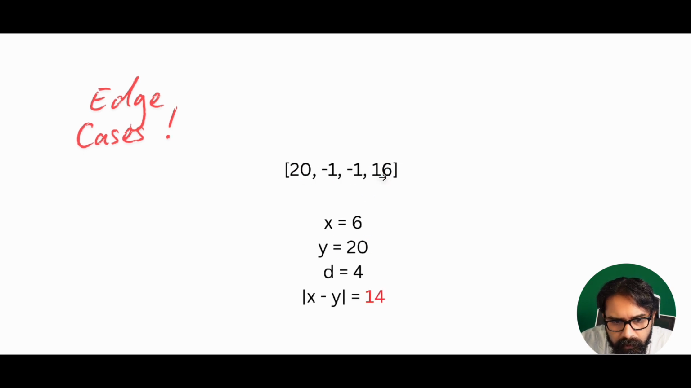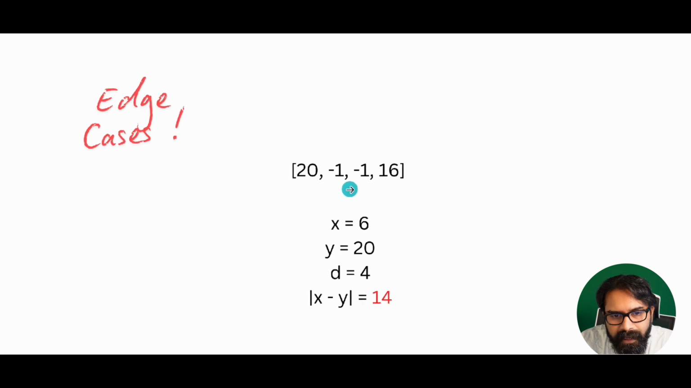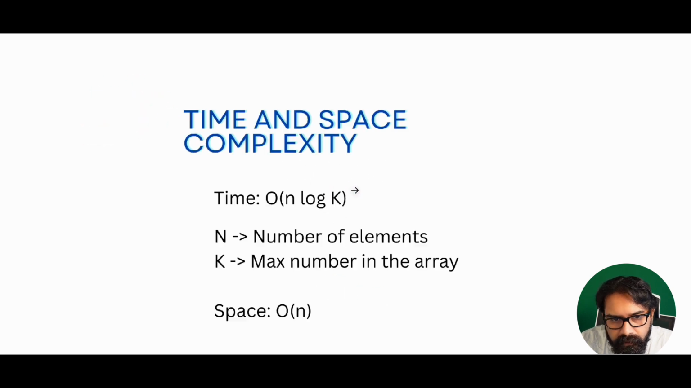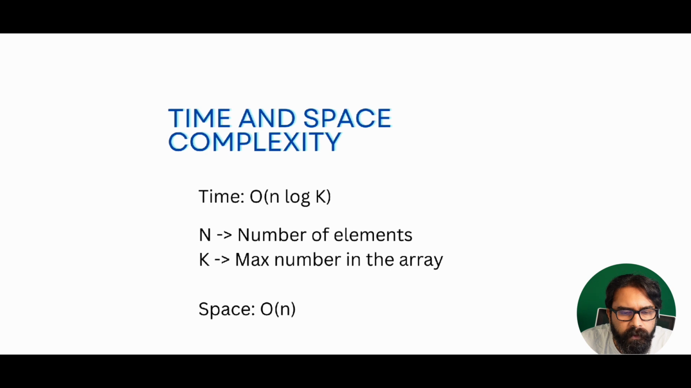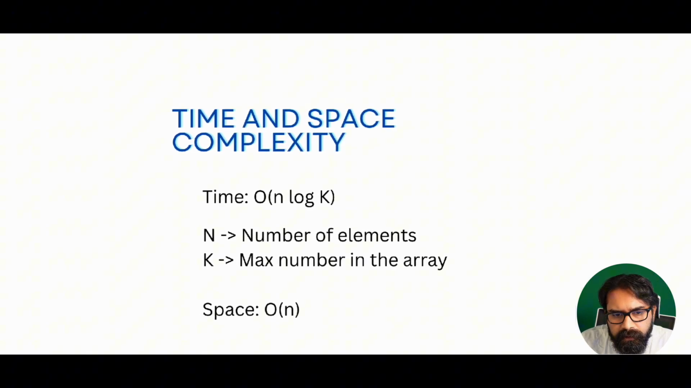But wait a minute, we didn't really check X minus Y, because these two are now neighbors, and the adjacent element difference would be actually 14, which exceeds 4. So we have to watch out for this kind of use cases where X and Y can actually be adjacent elements. So if we implement the solution in this approach, the time complexity of this problem could be n log k, where k is the max number in the array, and n is the number of elements in the given array. Space complexity is linear because we have to use some kind of an array here to keep track of all the numbers.